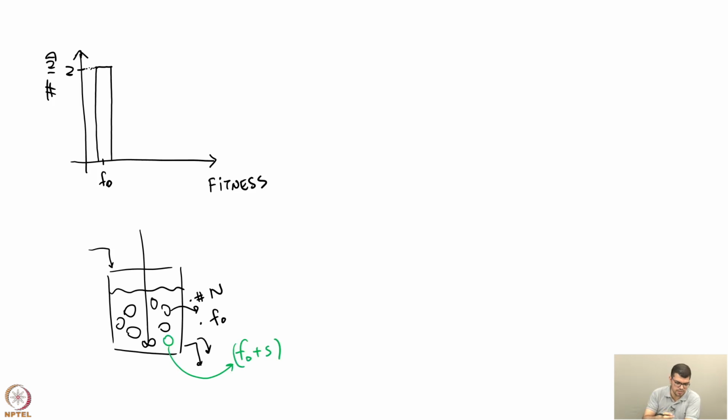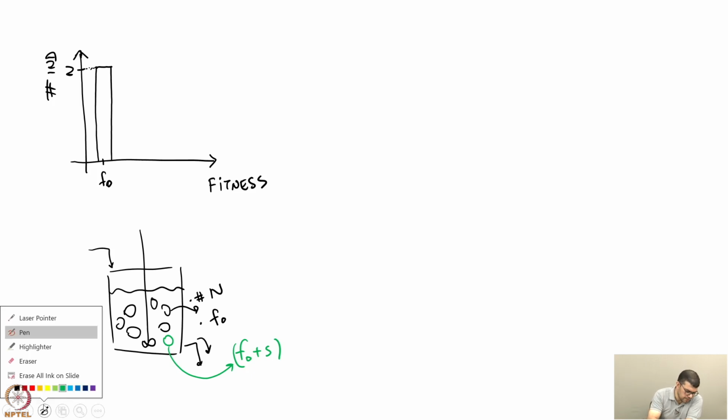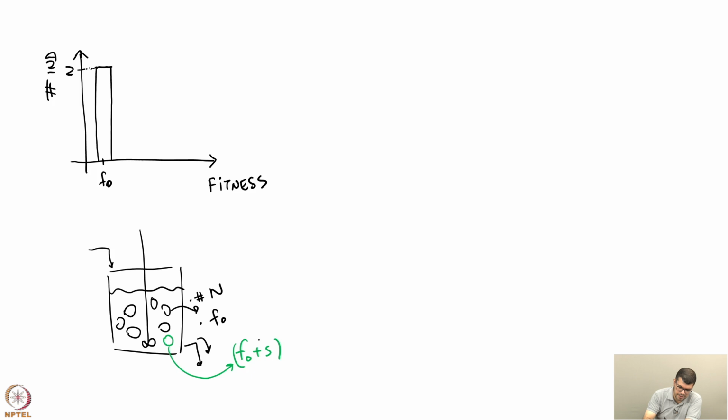So this mutant is carrying a beneficial mutation which has increased its frequency by some amount s. At that point, when this mutation has happened, this is no longer an appropriate representation of what is happening in the chemostat, and hence the representation will change to F naught and F naught plus s. Let us say this is n.